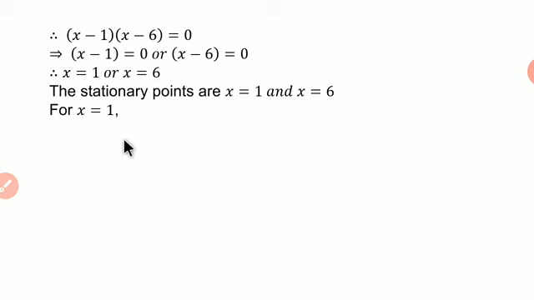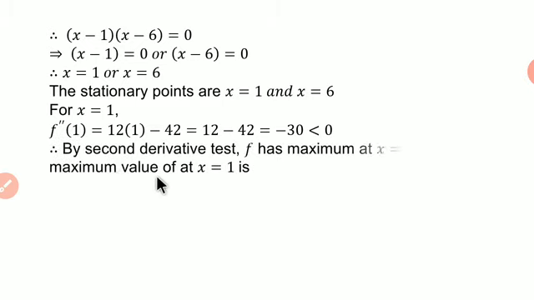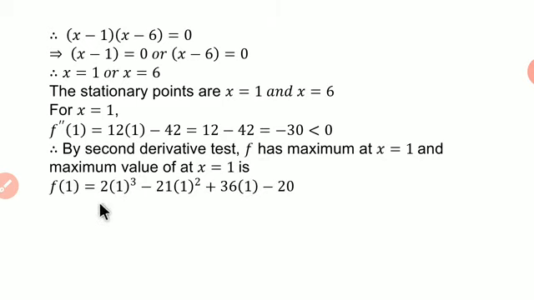So for x is equal to 1, we get f double dash of 1 is equal to 12 into 1 minus 42. It is equal to 12 minus 42, it is minus 30, which is less than 0, that is negative. And we know when the value of the double derivative is negative, by using the second derivative test, the function is maximum. And therefore by second derivative test, f has maximum at x is equal to 1, and the maximum value of the function at x is equal to 1 is f of 1.